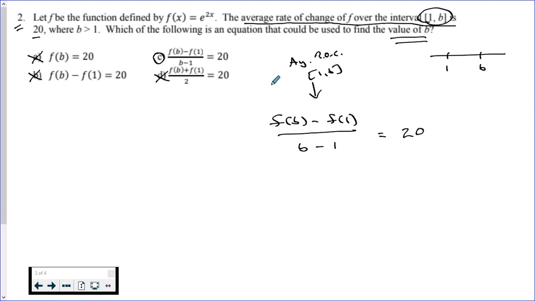You'd have to do f of b, so chuck b in here, get e to the 2b minus chuck 1 and e squared over b minus 1, maybe cross multiply, solve it algebraically if you could. If you couldn't, which I don't think we'd be able to, you could solve it with your calculator. But regardless, we weren't asking you to do that. We just wanted you to set up an equation using what you know about average rate of change.